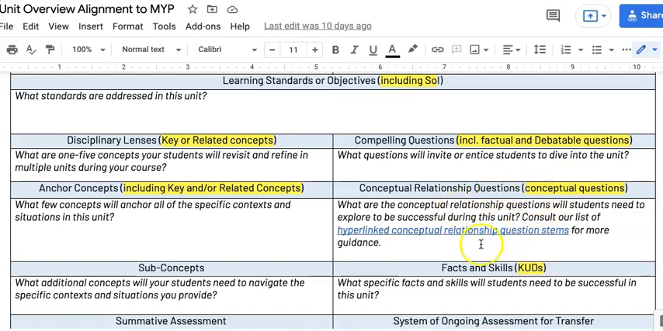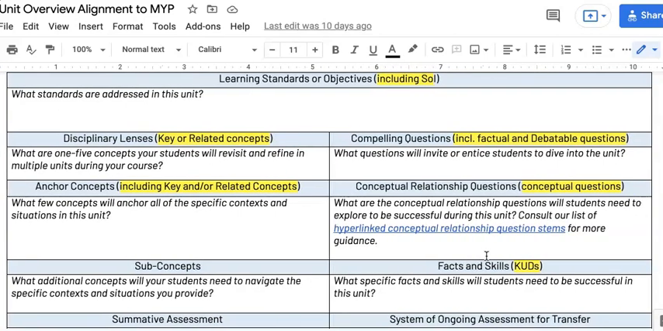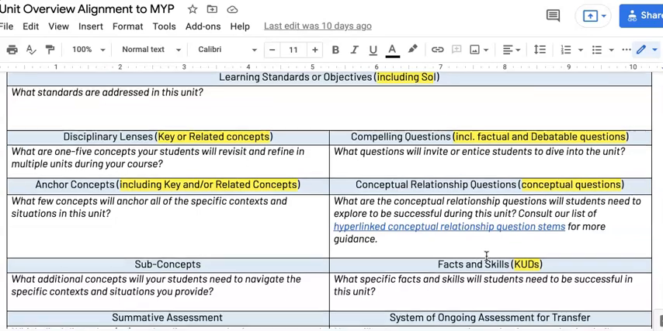What I see as really important conceptual relationship questions are how concepts are connected. So we've hyperlinked our conceptual relationship question stems here. They're simply questions that say, how does this concept interact with this concept? What's the relationship between these concepts? What are the connections between them? How do they affect each other? Those types of questions are crucial to point student attention to the deeper structural patterns of how the world is organized.